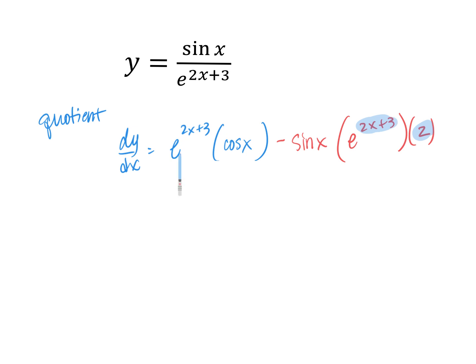So let me say that one more time. Low d high minus high d low. This is all d low. The derivative of e to the anything will be e to the anything times the derivative of the anything. All over low.